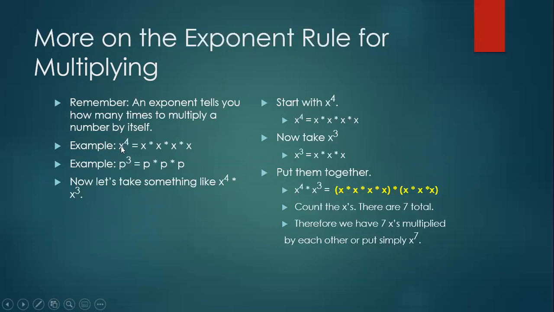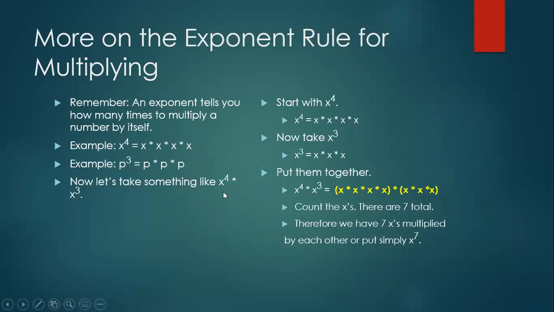X to the 4 is just x times x times x times x. There are 4 x's there. We only write one of the x's, but there are essentially 4 x's there that we didn't write. We just wrote the x to the 4, so we wouldn't have to write 4 x's out. P to the 3 is just p times p times p. Instead of writing p times p times p, we wrote p to the 3.